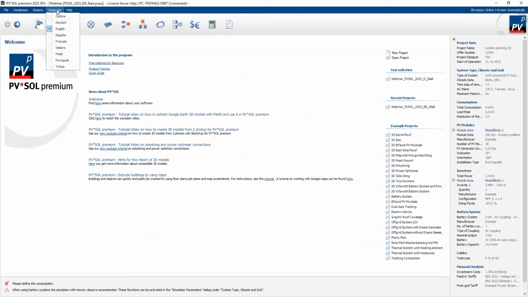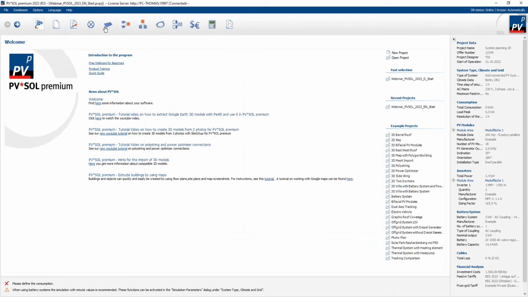Maybe some information about the different program languages. You can find it also in the help section. You will have an online help, or you can also press the F1 key if you need support. Okay, now we can start with the planning.